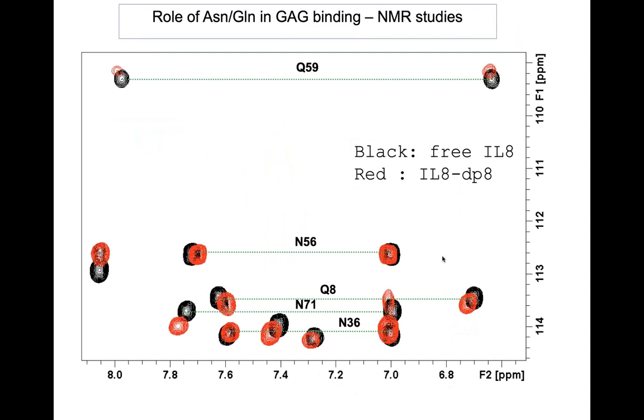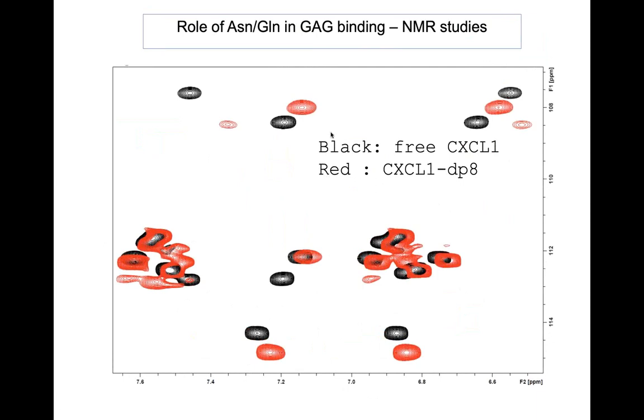So here I'm showing examples, once again the power of NMR, where we can look at this region of the spectrum. The only residues we see are asparagines and glutamines. You can see some changes, and some residues showing a lot of changes, for example over here and over here, providing structural evidence. Here you can see much more clearly that asparagines and glutamines are also involved in side chain interactions.